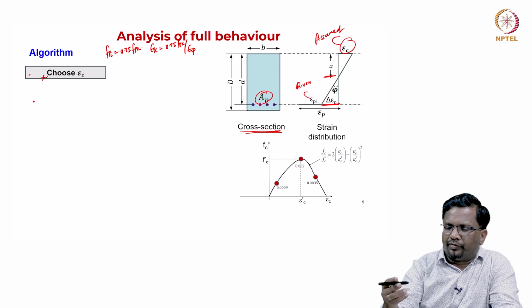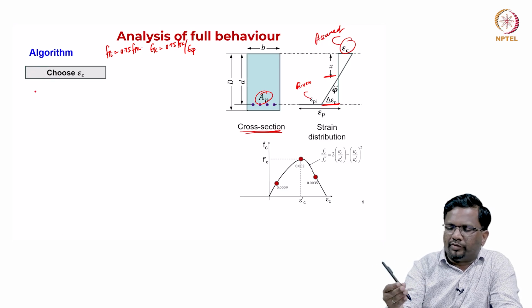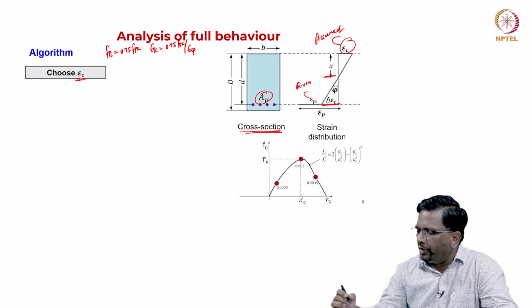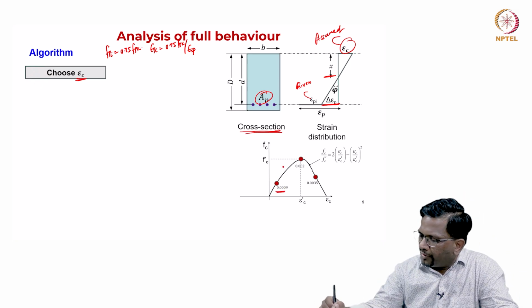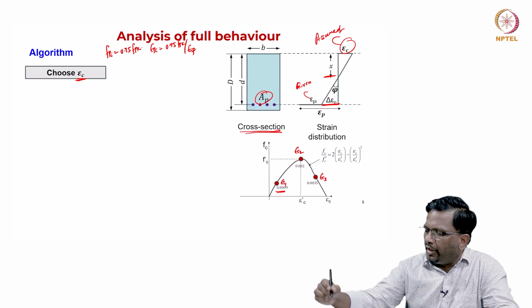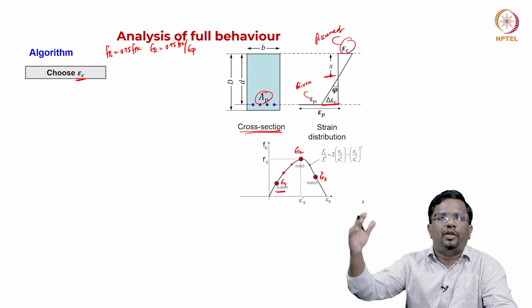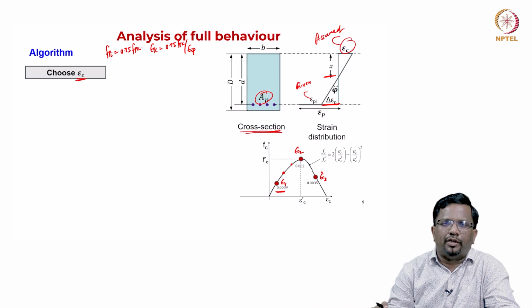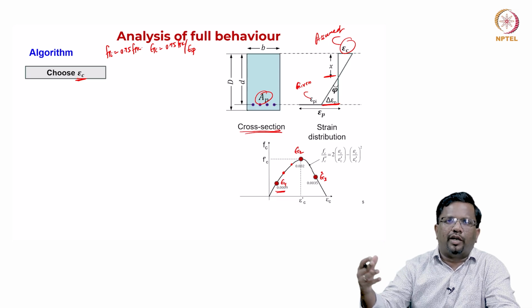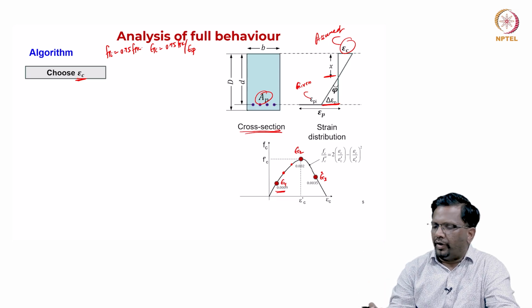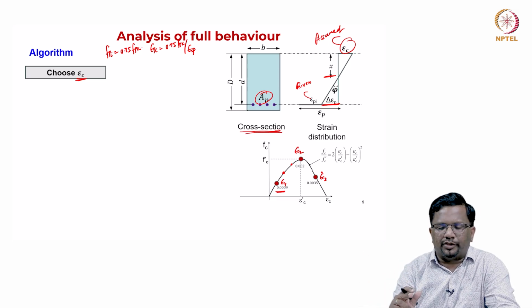Now, the first step to get moment curvature is to assume some epsilon c value. So, these are the epsilon c values. I take epsilon c1, epsilon c2, epsilon c3 like this. I take different values along the stress strain curve. Always the strain values will be incremented to a higher value. Like that we do.